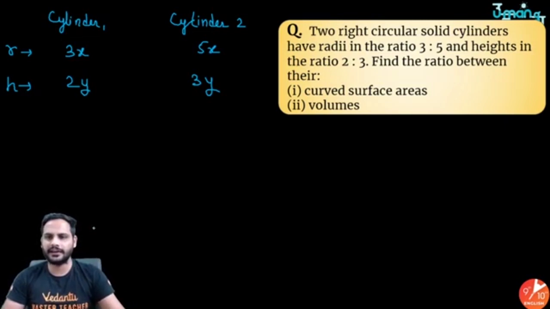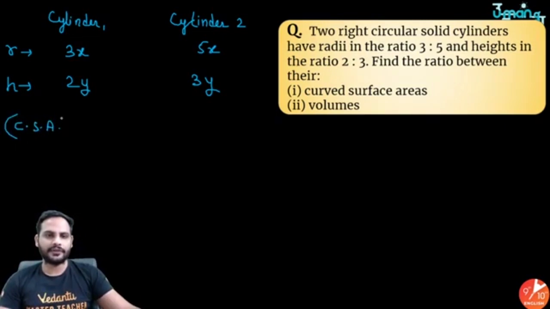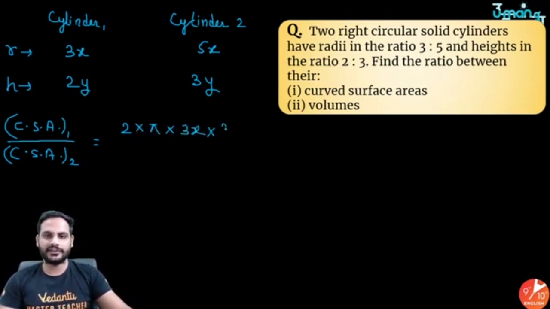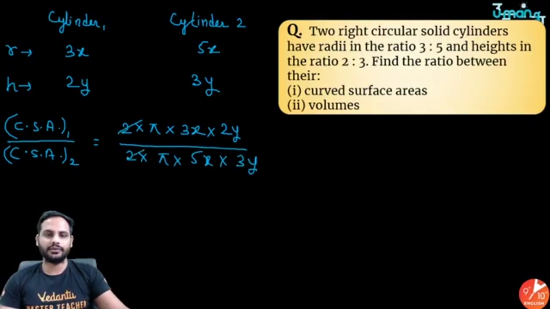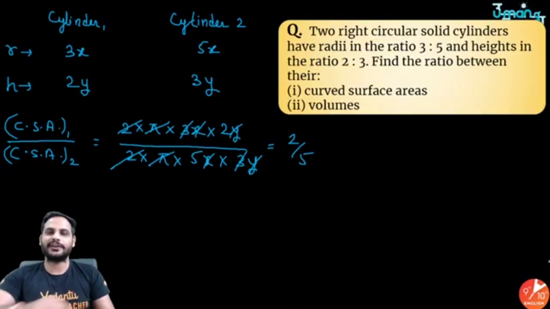So now I can say the ratio between their CSAs. Curved surface area of the first cylinder divided by curved surface area of the second cylinder. Curved surface area is 2 pi r h. So 2 into pi, radius is 3x, height is 2y, divided by 2 into pi, radius for the second cylinder is 5x and height is 3y. 2 to 2 cancelled, pi to pi cancelled, 3 to 3 cancelled, x to x, y to y cancelled. We are left with 2 by 5. So the ratio of the curved surface area is 2:5. Right, see how easy it is.